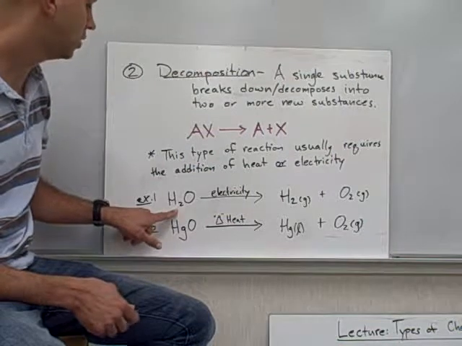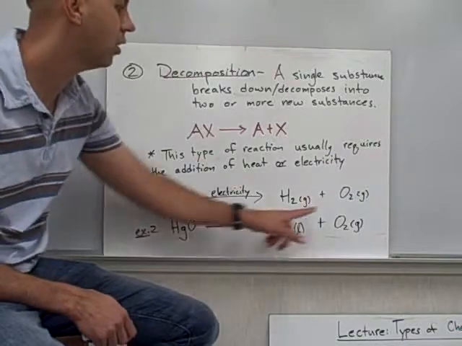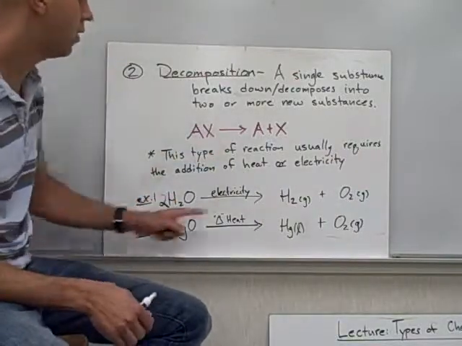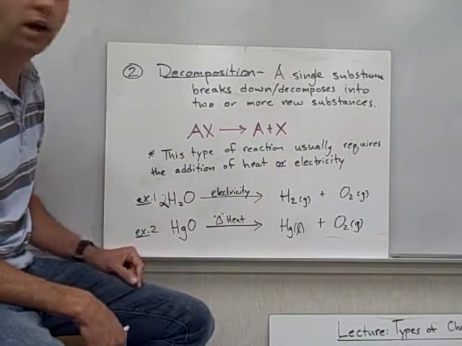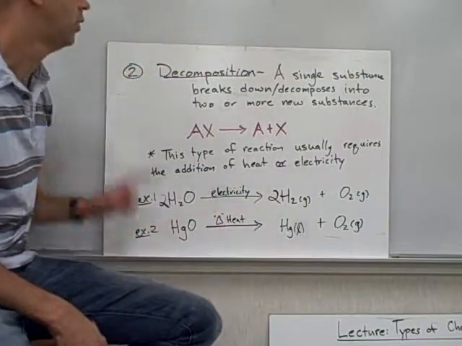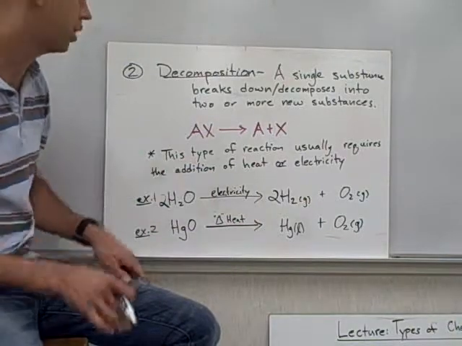Here I've got 2 hydrogens. I've got 2 hydrogens there. I've got 1 oxygen here. I've got 2 there. So I'm going to put a 2 over here. So now I've got 2 oxygens on both sides, but I have 4 hydrogens. So what I need to do is put a 2 over here. Once again, this is a decomposition reaction. 2 things are broken apart.